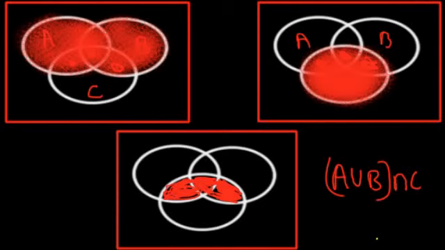So this should be the little portion to be shaded for A union B intersection C. That is, if this is set A, this is set B, and this is set C. Okay, now let's move forward. Let's try to work out more examples.